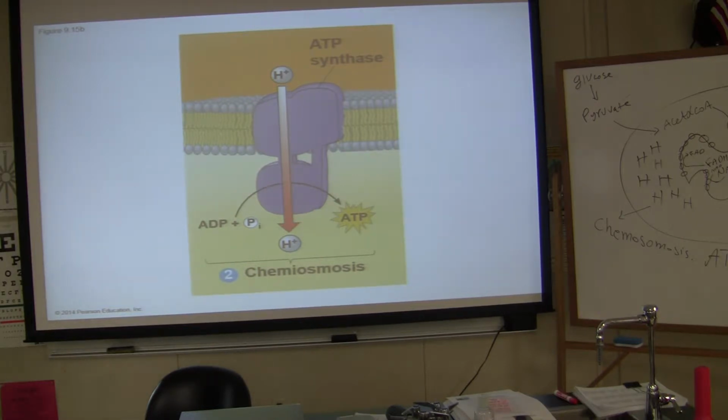Okay, and this is the chemiosmosis that I talked about. All of that accumulated hydrogen, that's osmosis. Hydrogen goes from high concentration to low concentration. They don't call it osmosis, they call it chemiosmosis. Hydrogen goes from high concentration to low concentration through that ATPase.